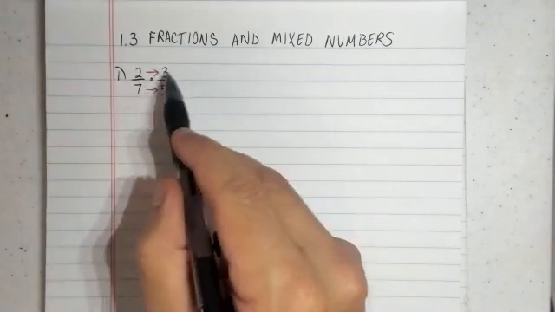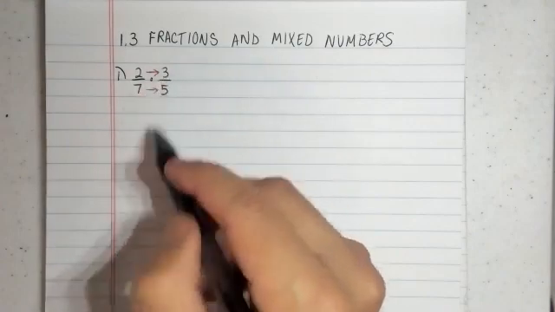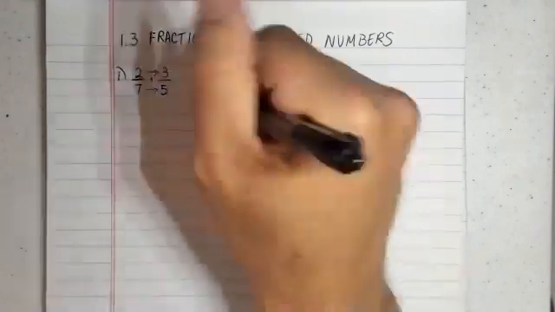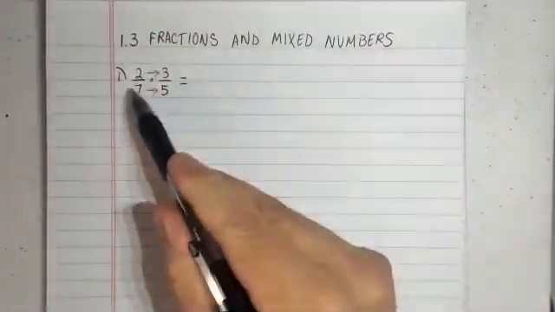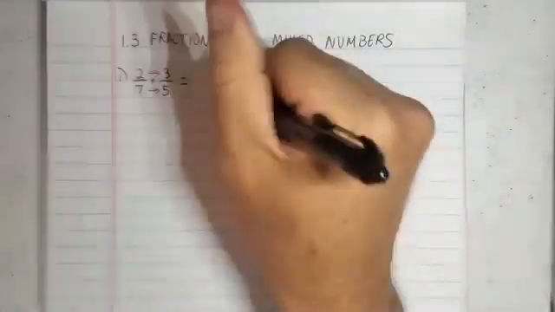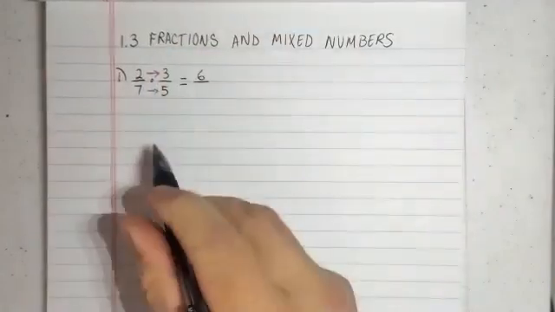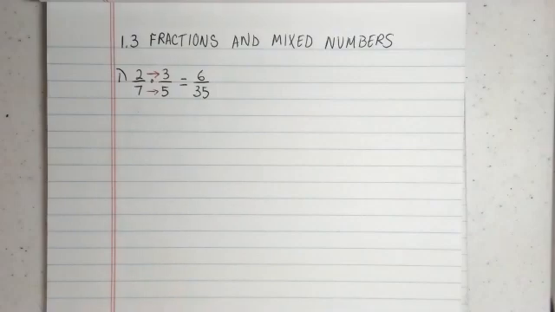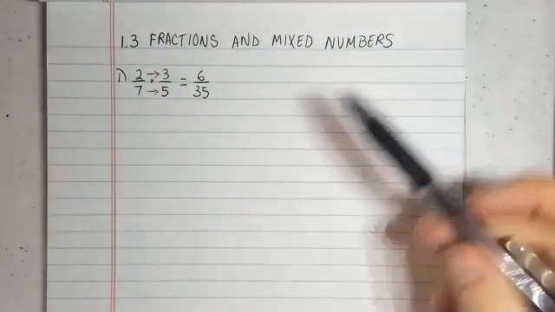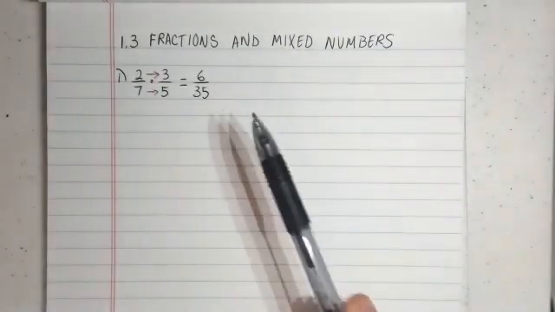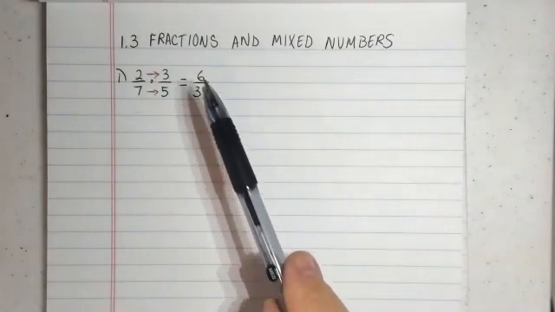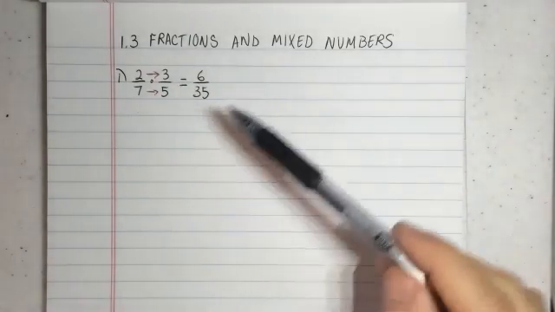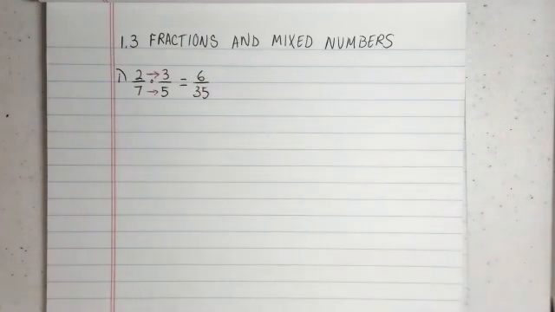So 3 and 7, there's not a number that goes in both 3 and 7, and 2 and 5 as well. So all you're really going to do is multiply straight across. So 2 times 3 will give me 6. And then I go 7 times 5, and that gives me 35. The last thing I want to do before I submit my answer is look to see can I reduce this any further? Is there a number that goes into both 6 and 35? And there isn't. So that would be in its lowest terms as it is.